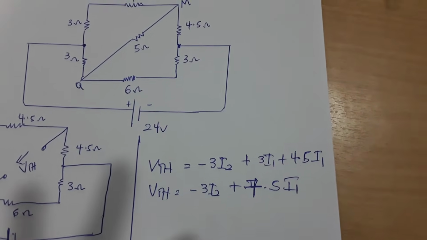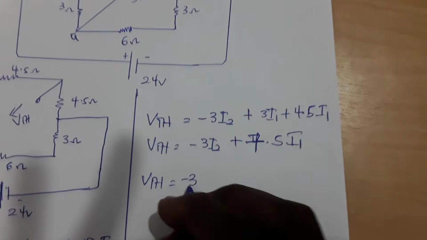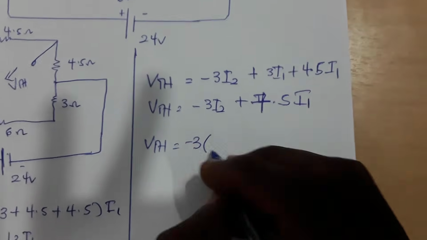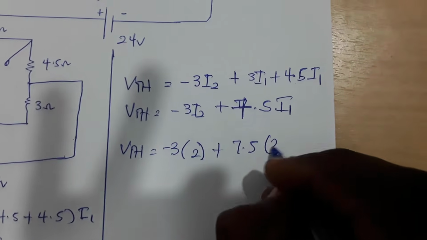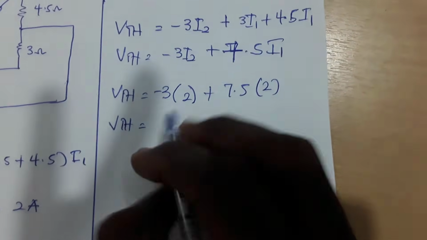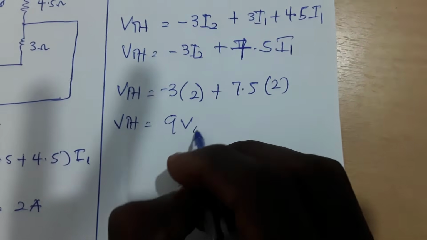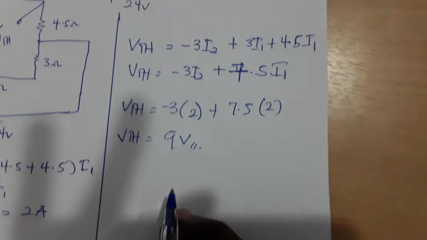But we know the value of I2 and I1, so we can substitute. So it will be minus 3, we had I2 to be 2, 7.5, and I1 to be 2. So VTH will be equal to 9 volts here. Right, so our next step is to find RTH.